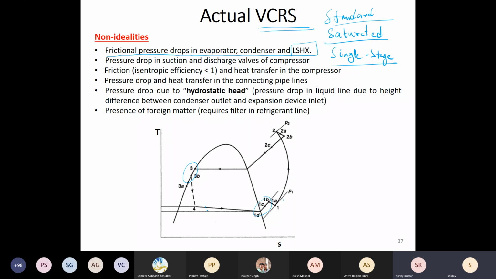Even if you don't have one, there is a chance of the manufacturer designing the evaporator to have some amount of superheat at the exit of the evaporator just to ensure that there is no liquid entry to the compressor. So then again, the saturated assumption goes out of the picture. The standard assumption is not there because you will have some frictional pressure drops.